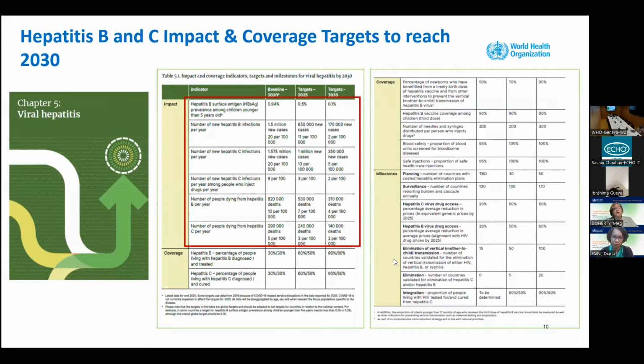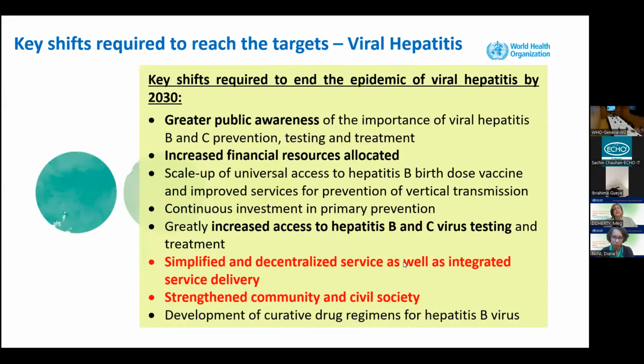It requires quite a bit of shifts in how we're thinking about it. We need greater public awareness. We hope increased financial resources, and we know that many smart people are working on this to bring greater finances to hepatitis. Scale up of services within universal healthcare and primary care, but that also means simplified, decentralized services as well as integrated services working with communities, and that's what we're going to hear today.